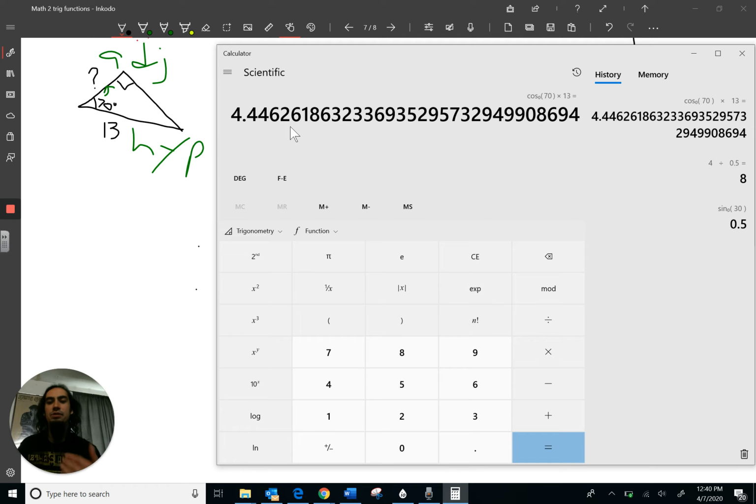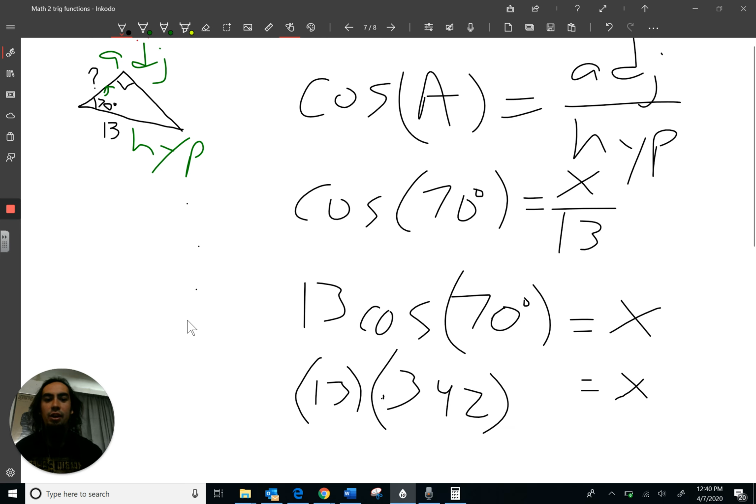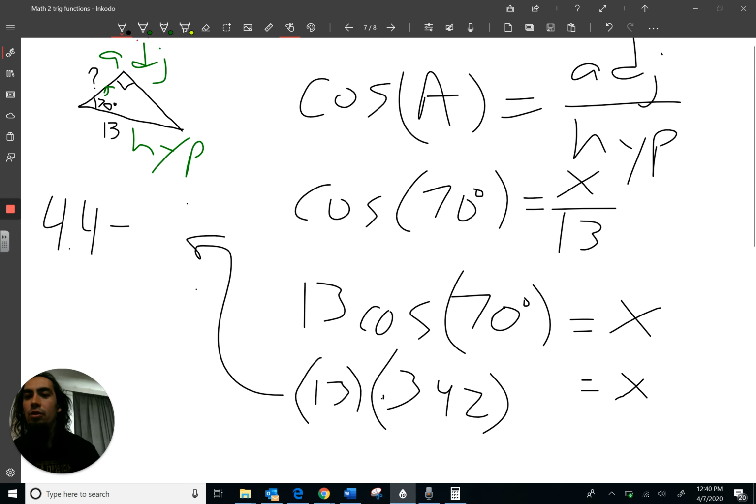4.446. Now, I happen to know that in the quiz, and I think in Khan Academy also, everything is asking you to round to the nearest tenth. So I'm going to round this answer to the nearest tenth. 4.446 rounded to the nearest tenth is 4.4. So that'll be our final answer, which I'll write over here. 4.4 equals x. Okay, there we go.